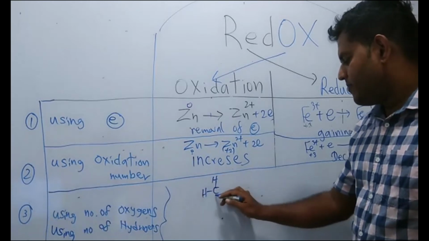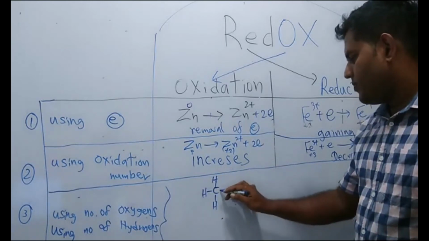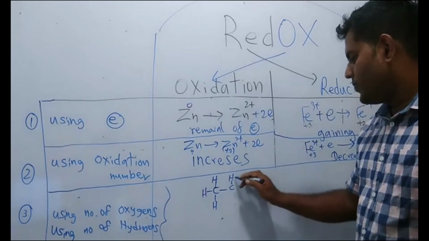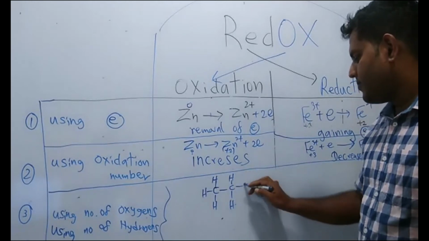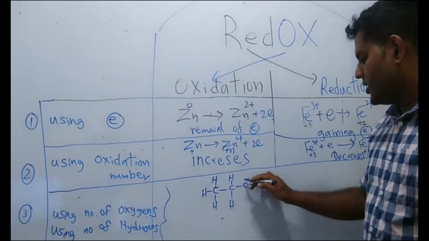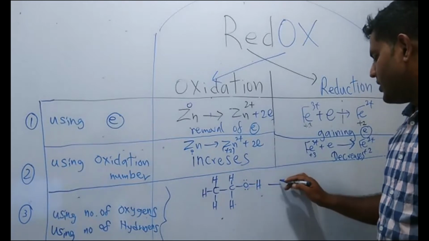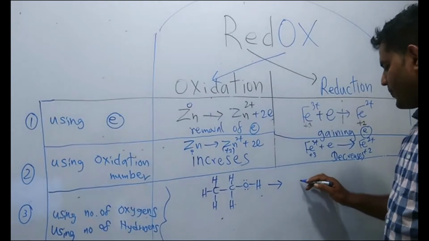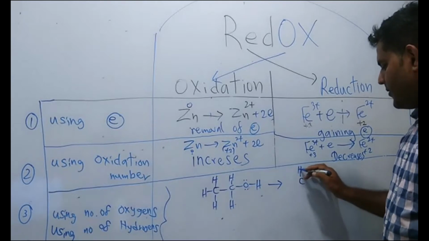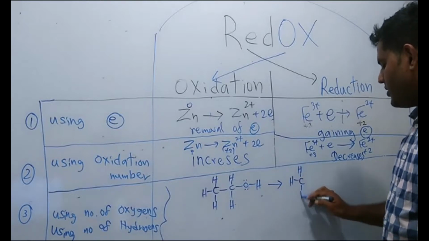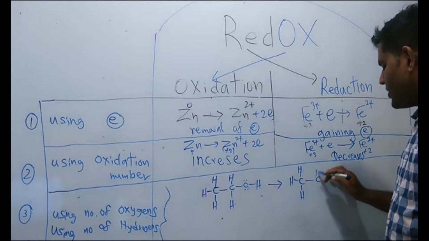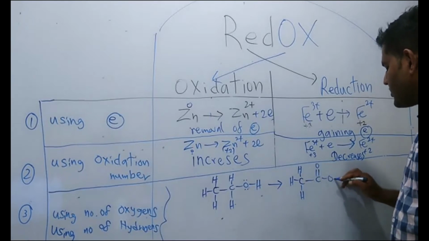CH3, CH2, OH. CH3, CH2, OH. And it is converted into CH3, C double bond O, OH.